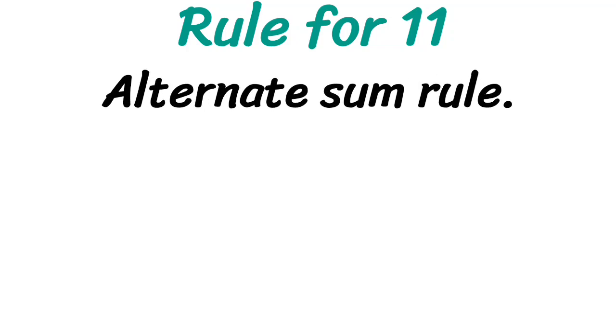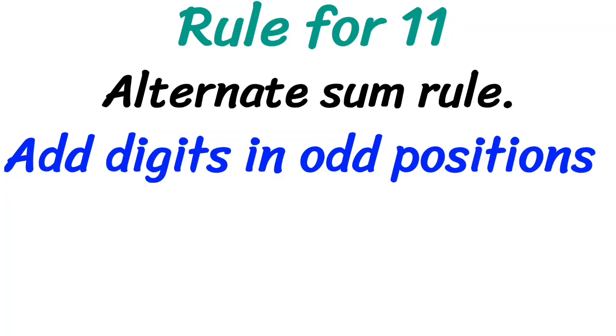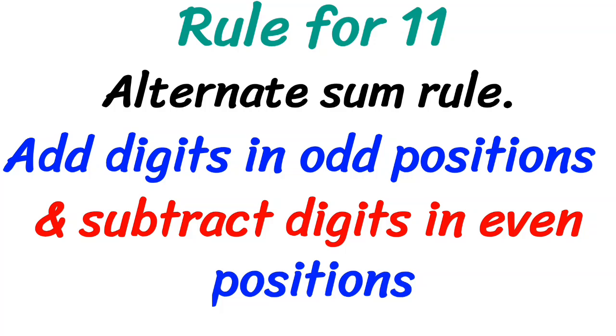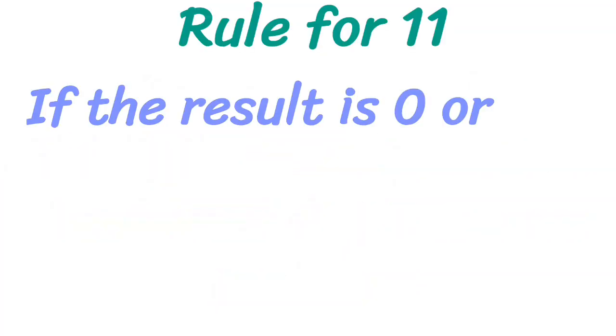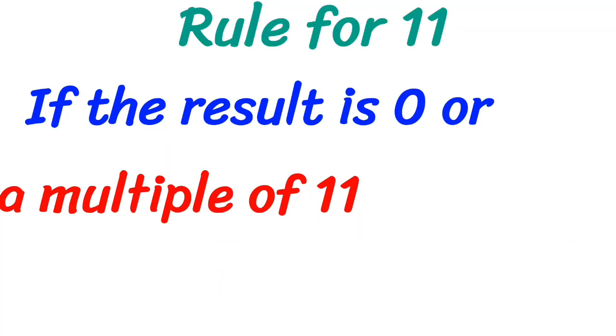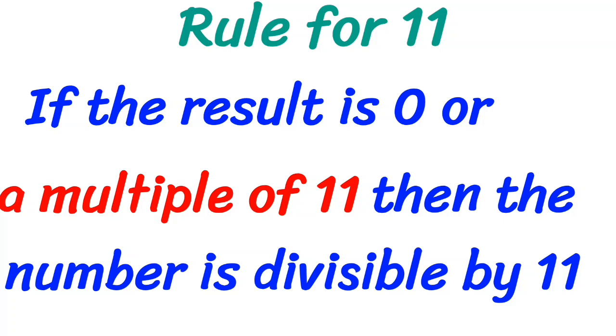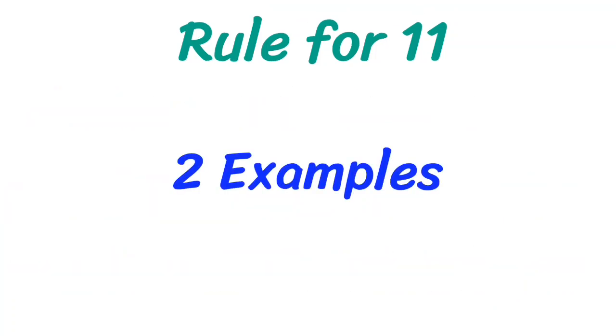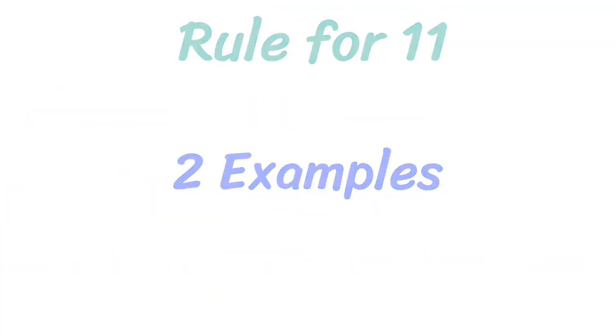Rule 11. For 11, use this trick. Alternate sum rule. Add digits in odd positions and subtract digits in even positions. If the result is 0 or a multiple of 11, then the number is divisible by 11. For 11, we will solve two examples.